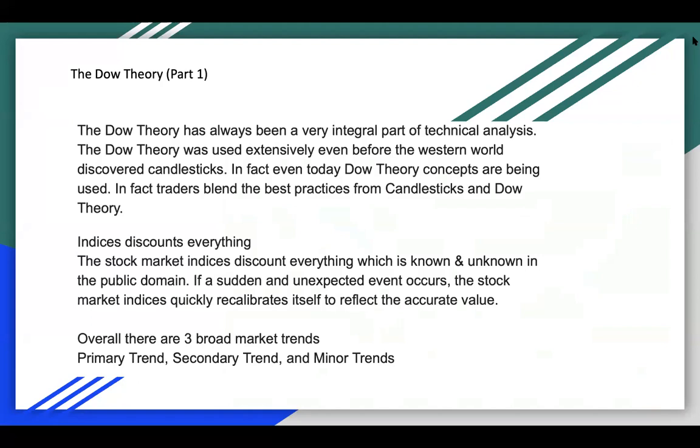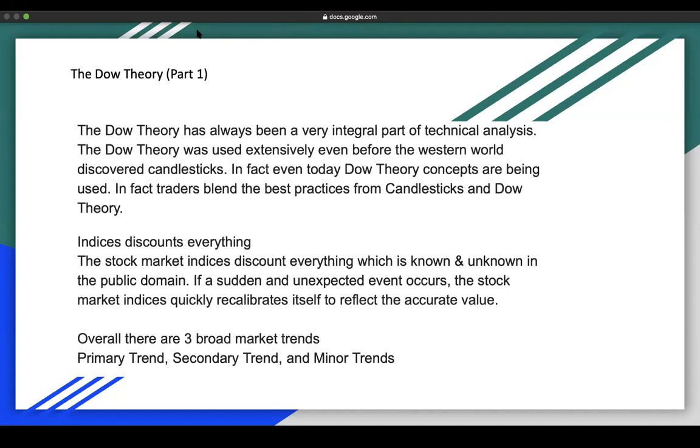In fact, even today, the Dow theory concepts are being used. Traders blend the best practices from candlesticks and Dow theory. Indices discount everything. The stock market indices discount everything which is known and unknown in the public domain. If a sudden and unexpected event occurs, the stock market indices quickly recalibrate themselves to reflect the accurate value.